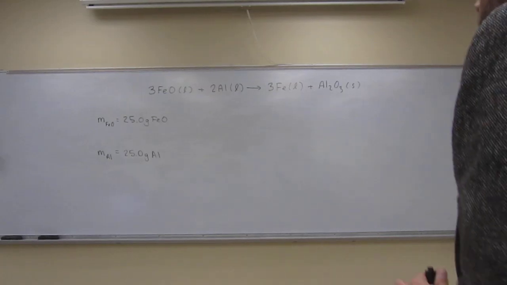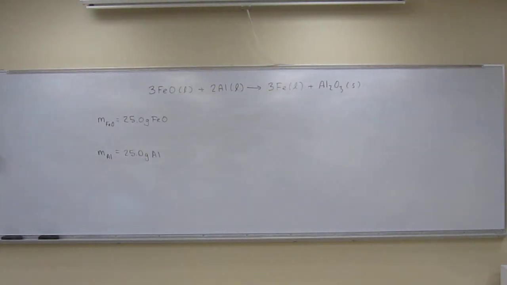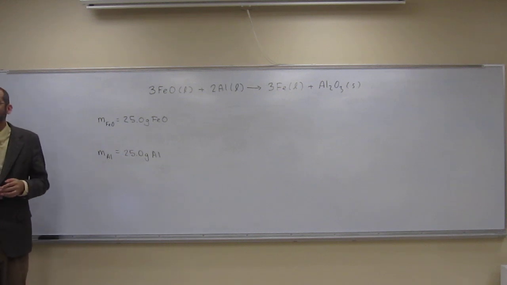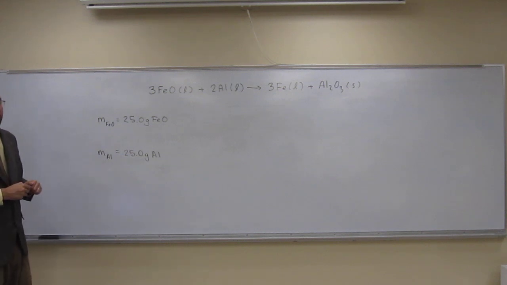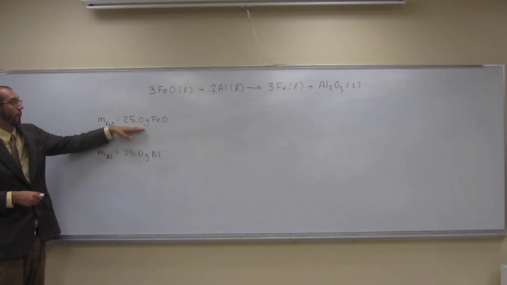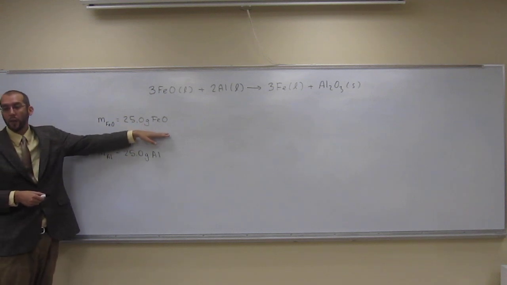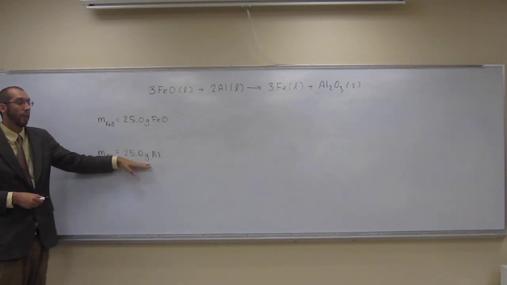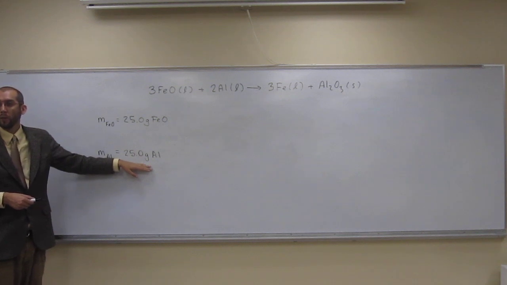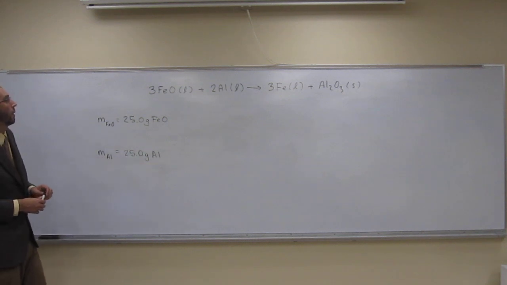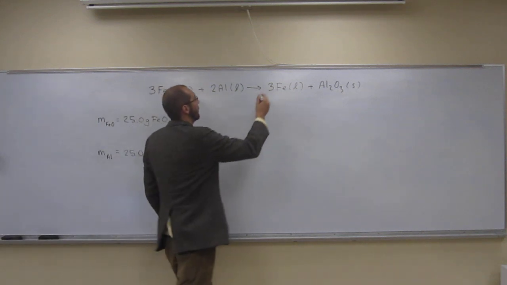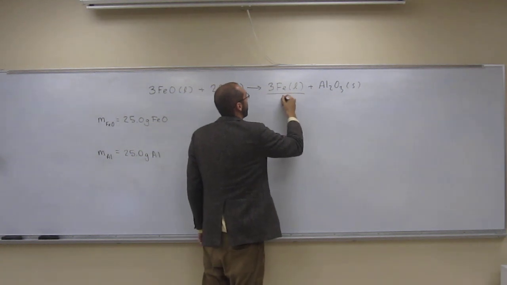Okay, so let's try another limiting reagent problem. This time we've been given masses instead of moles. It says, how much molten iron is formed from the reaction of 25.0 grams of iron(II) oxide with 25.0 grams of aluminum? So we want to figure out how much molten iron is formed.